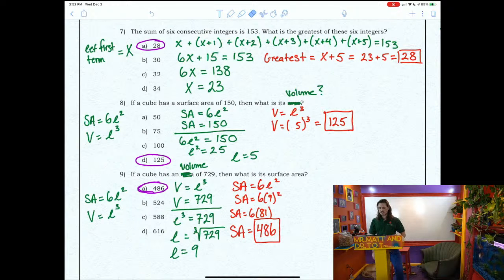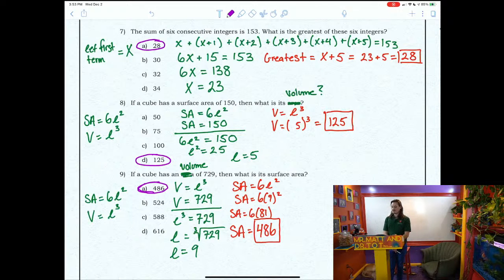Okay, so for 7, if the sum of 6 consecutive integers is 153, then let the first integer be equal to x. Then each integer after that is simply one more than the one previous. And so if we define the first one to be x, the next one would be x plus 1. The following integer would be x plus 2. The following integer after that would be x plus 3, so on and so forth, as long as we're talking about consecutive integers or consecutive numbers.